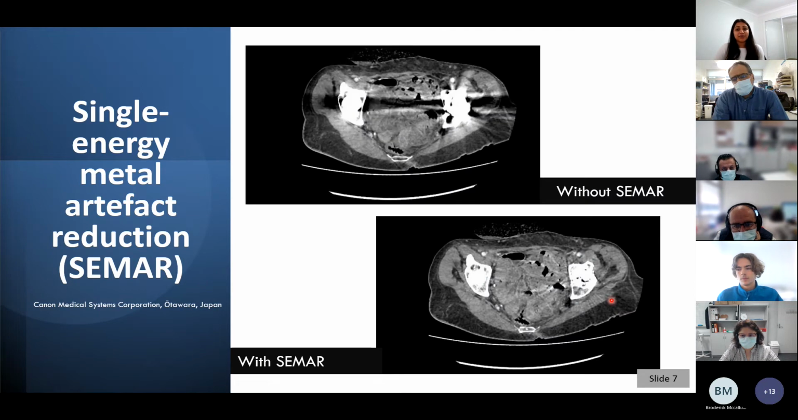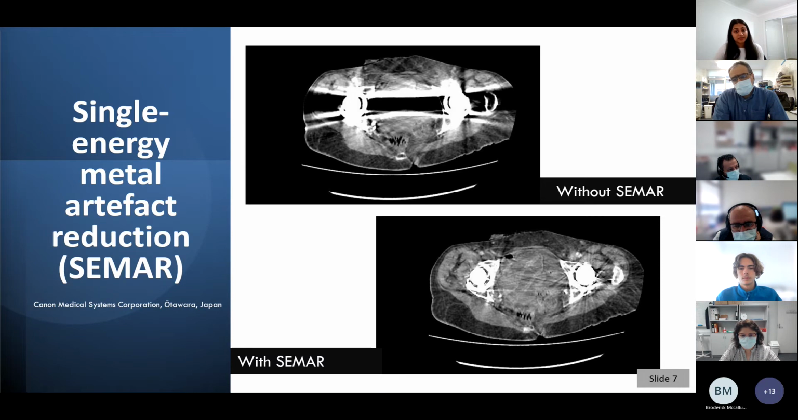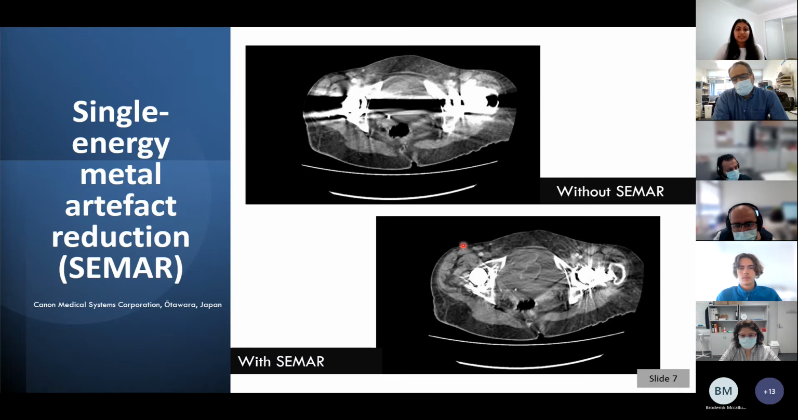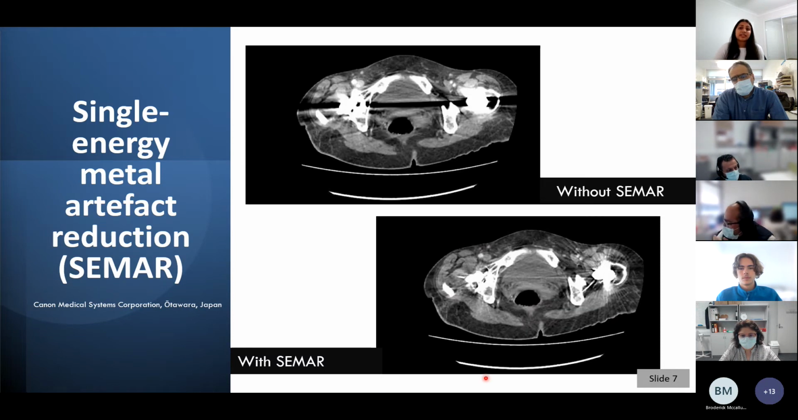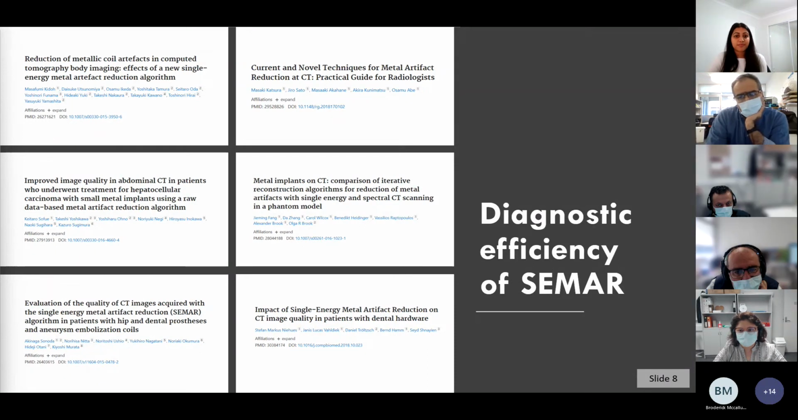And here is an example comparing the CT datasets reconstructed with and without SEMAR. And we can easily see that the one with SEMAR greatly reduces the metal artifacts. And in terms of publications, there are numerous research papers published in diagnostic imaging on the efficiency of SEMAR algorithm in reducing metal artifacts on CT images. And shown here are just a few of those.